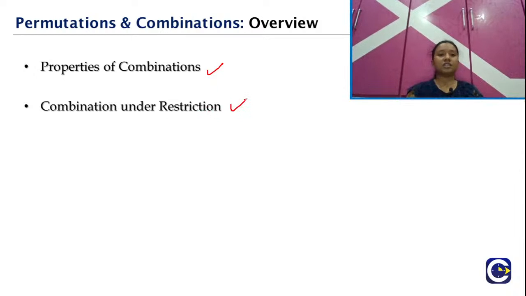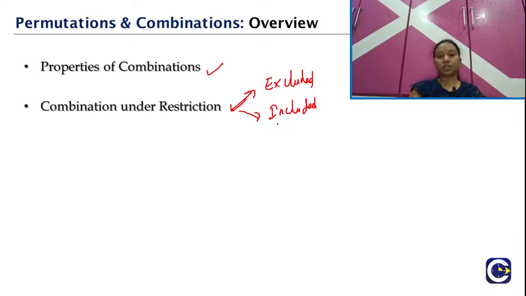Then we discussed combination under restriction. In these restriction conditions for combinations, we covered when p particular objects are excluded, and when p particular objects are included in the combination. For these two different cases, we have seen the formulas related to each restriction.